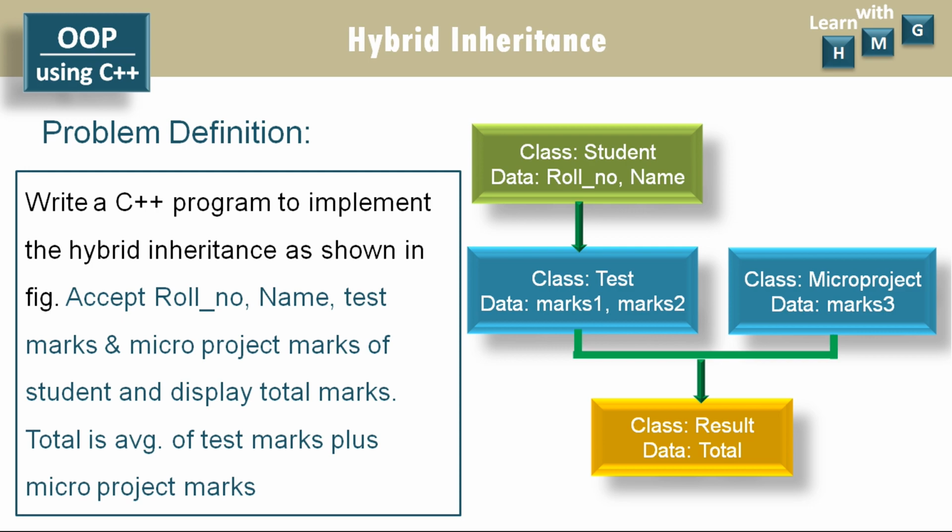In this we have to accept roll number, name, test marks and microproject marks of a student and display total marks. Now this total marks is nothing but the average of test marks plus microproject marks. So whatever the marks1 and marks2, these are the marks of two tests, and you have to find out the average of these two marks, and to that average you have to add the microproject marks, and that is the total marks of the subject.